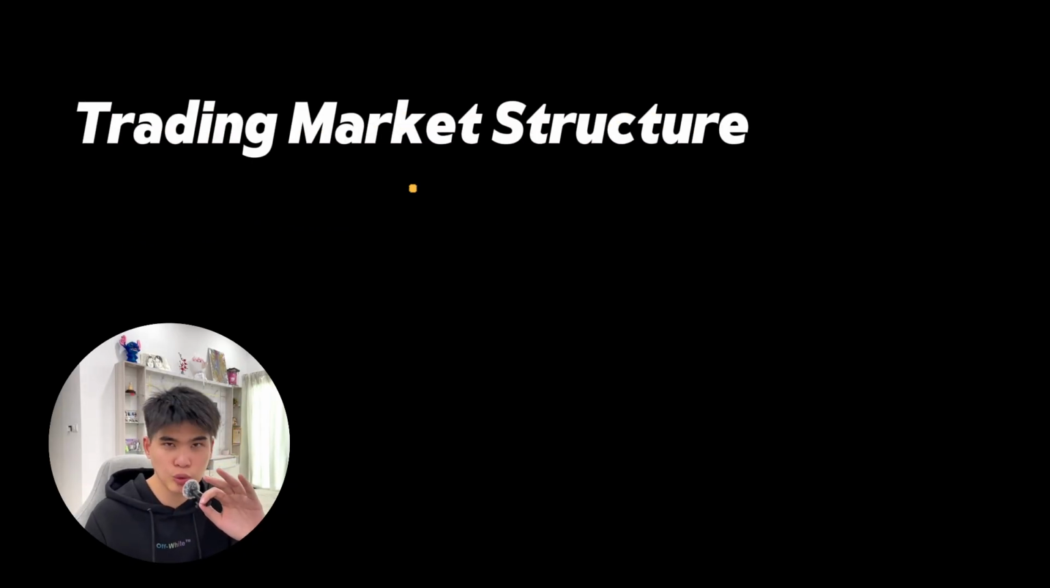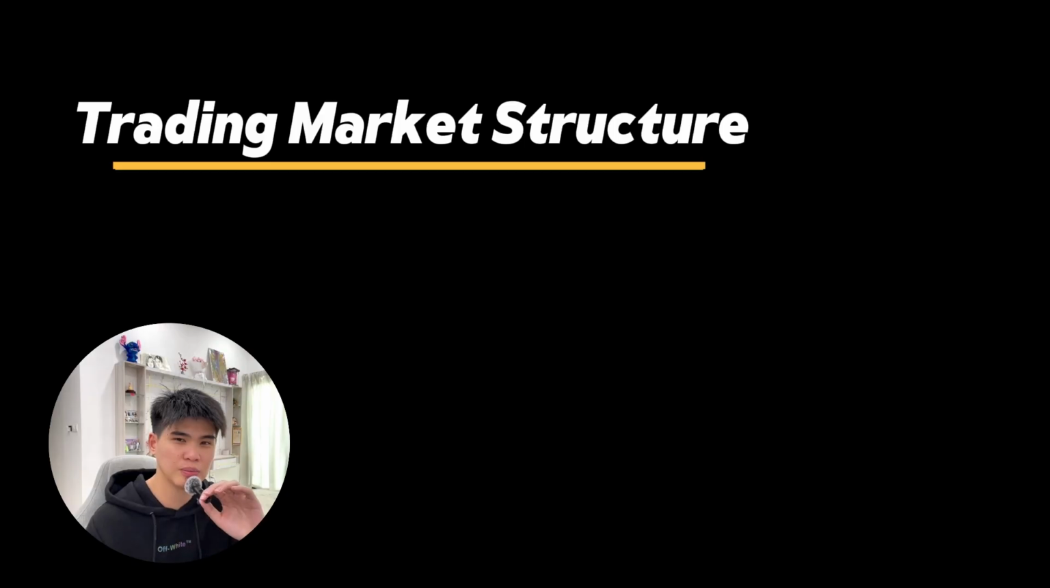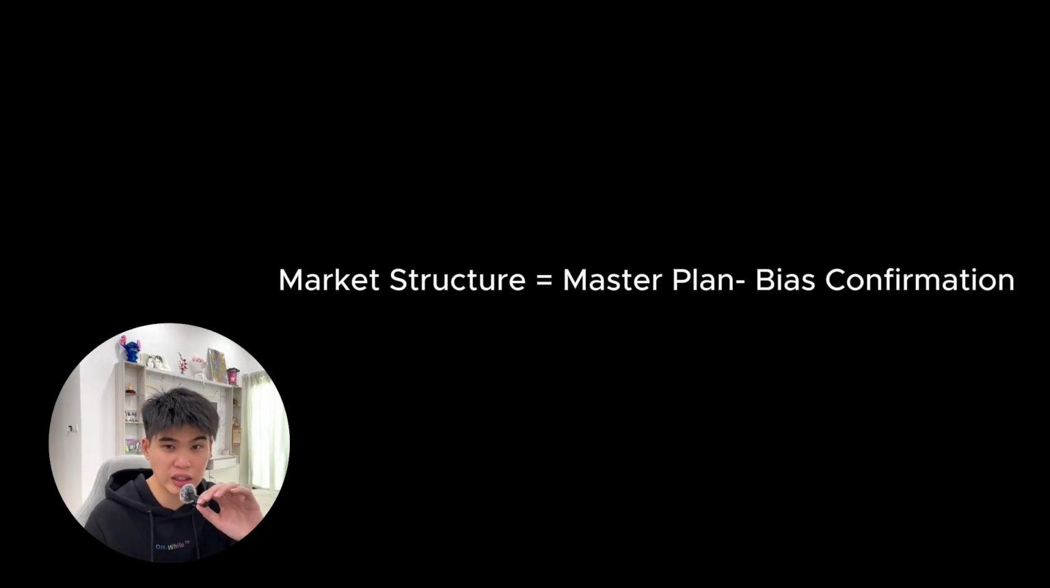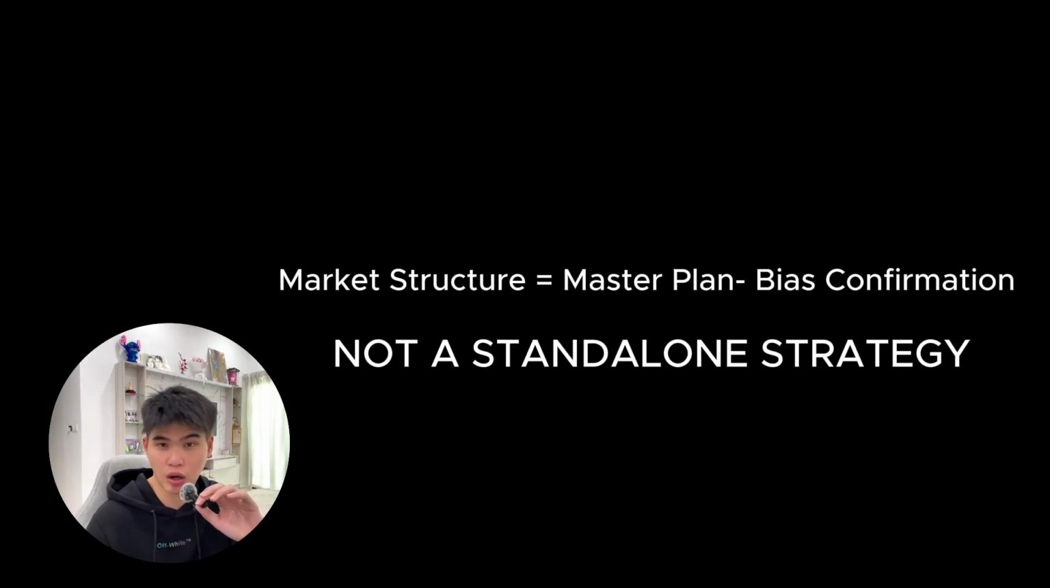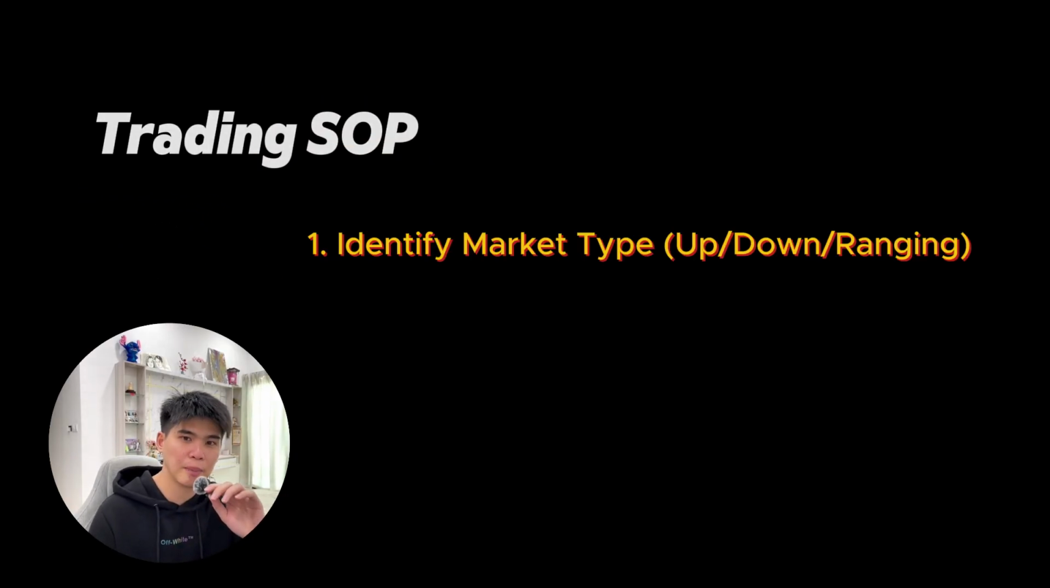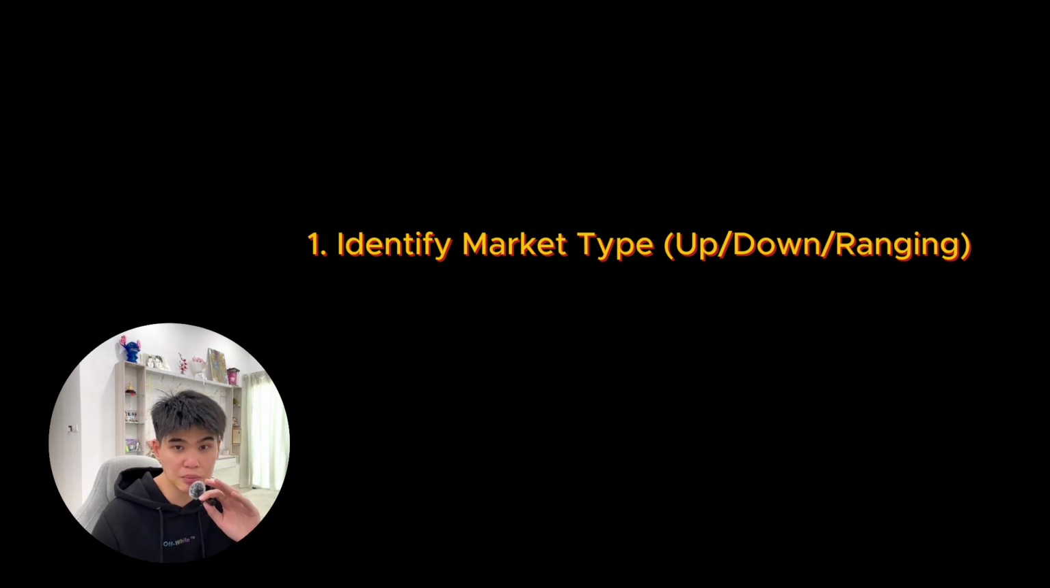So here comes how do I trade with market structure. To me, I don't really trade based on market structure itself, but I will look for other confirmations as well. Or I will just do a combination of market structure and moving average, for example. So first thing, again, identify my market type, whether it's going up, it's going down, or it's ranging, going sideways.